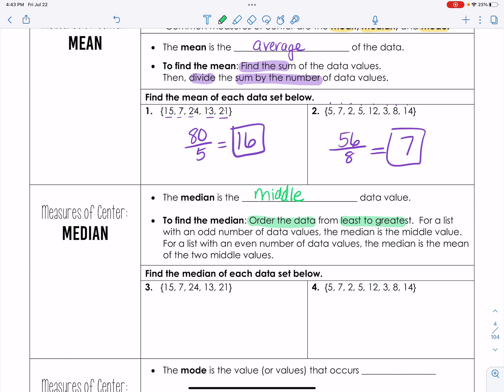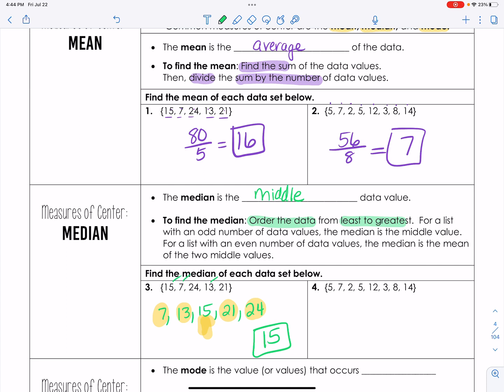I'm going to order it least to greatest. 7 is the smallest, then 13, then 15, then 21, and 24. I find the middle by counting to the middle. 7 and 24 are my ends, and then these two match. That means that 15 is my median because it's in the middle.